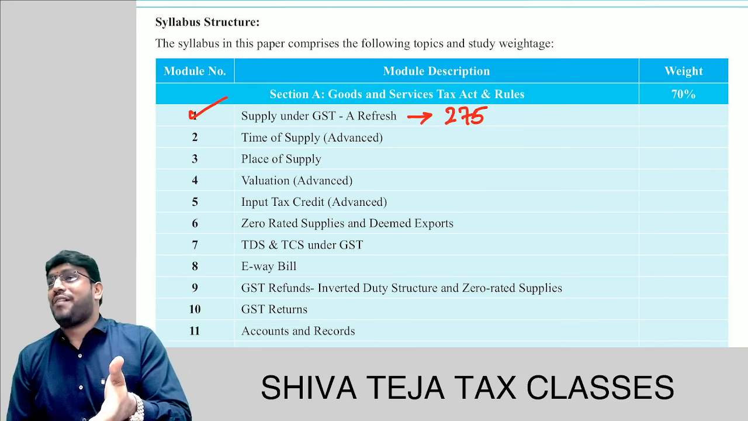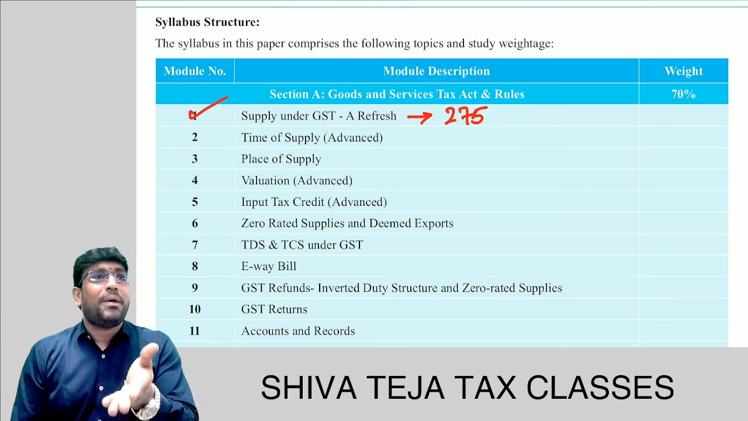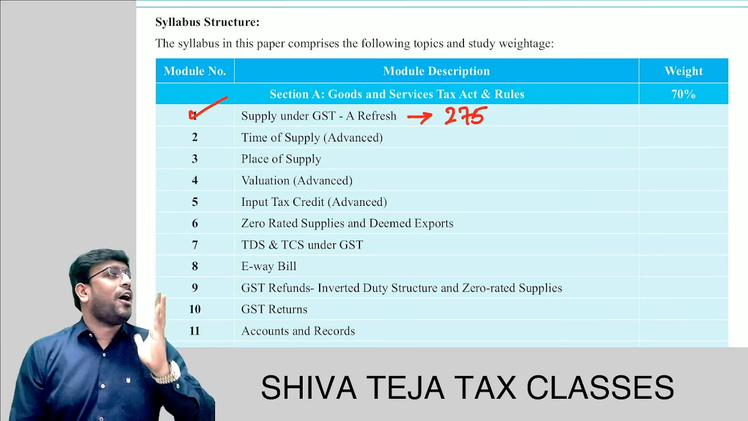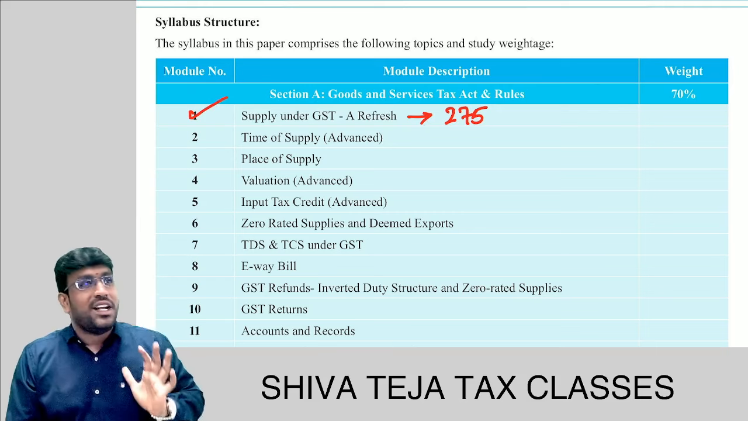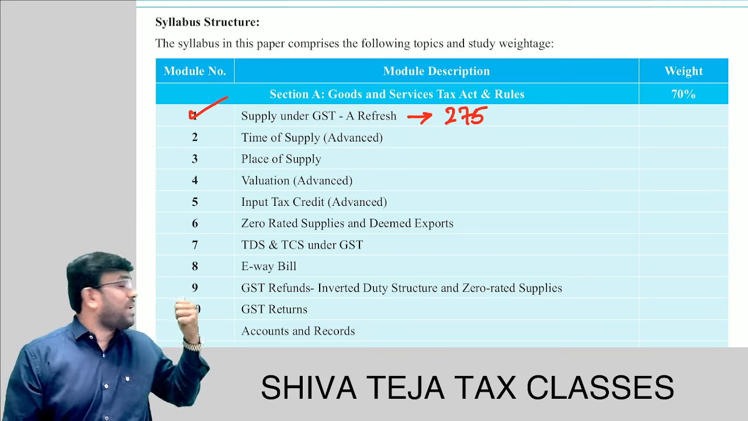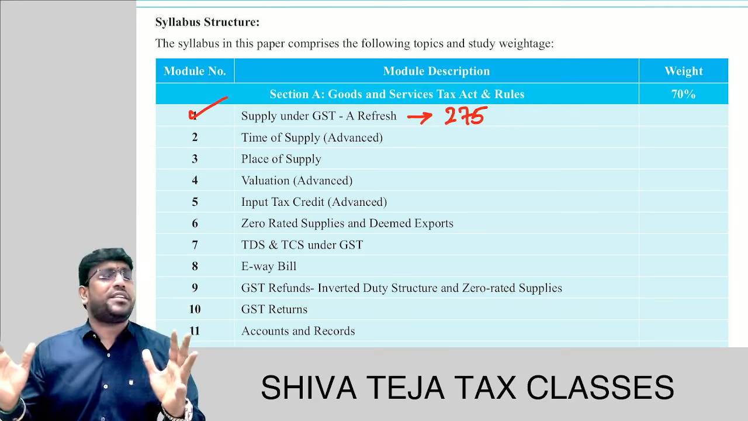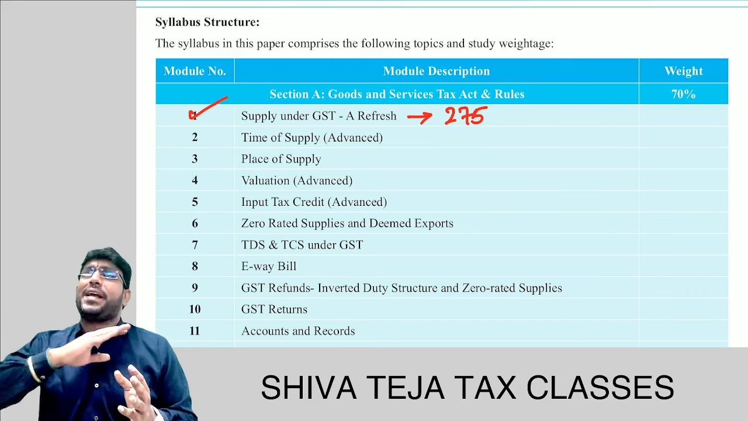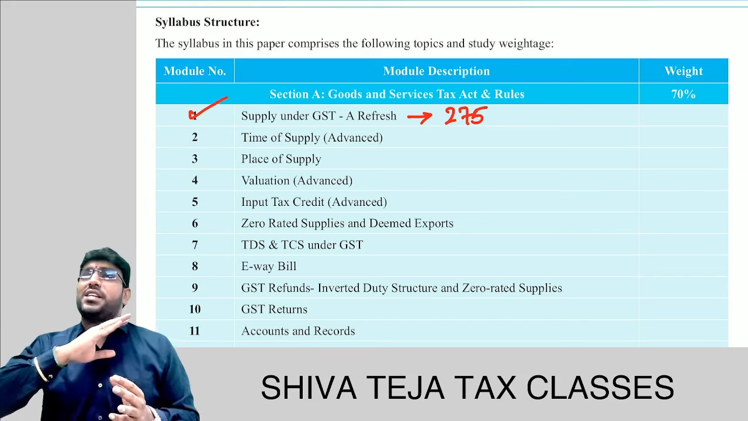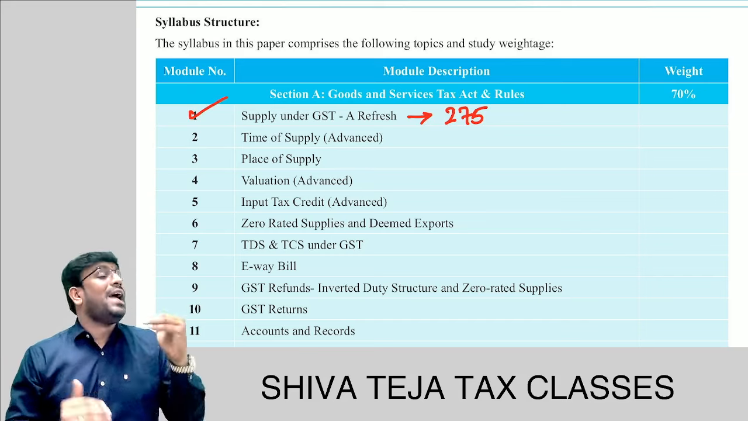But in your syllabus, you don't have chapters like registration and payment of tax; those small topics are not there in our syllabus. But all said and done, the rest of the things are already clearly there. So this topic, supply under GST refresh, covers everything, not just the supply topic. It covers composite supply, mixed supply, special scenarios, charge of GST, reverse charge mechanism, and also your exemptions.